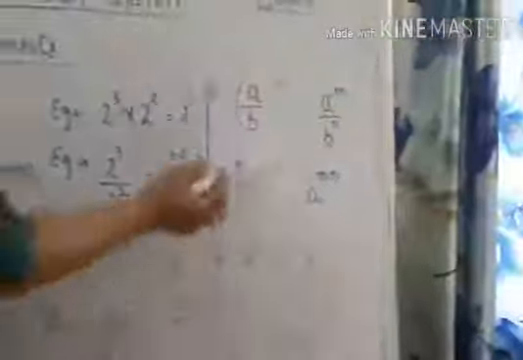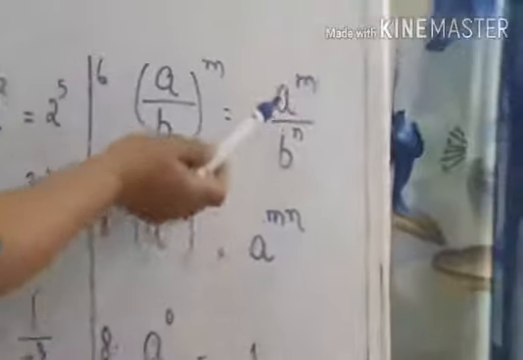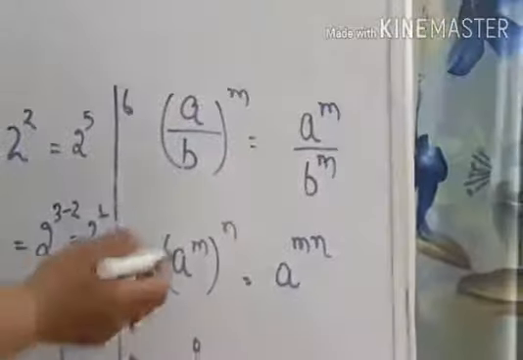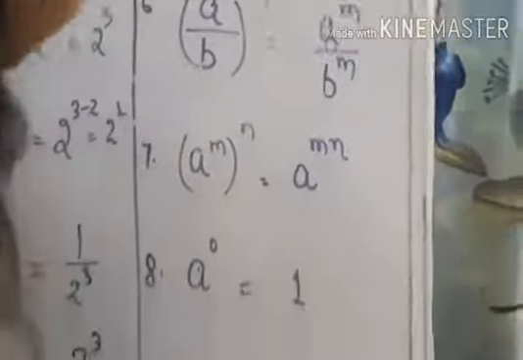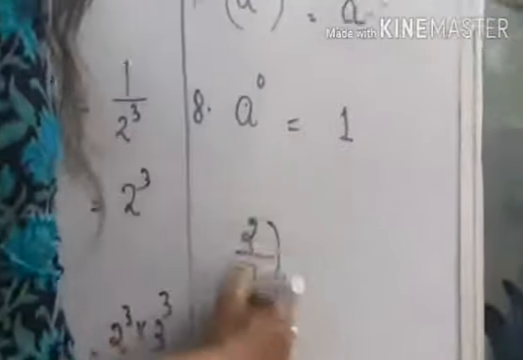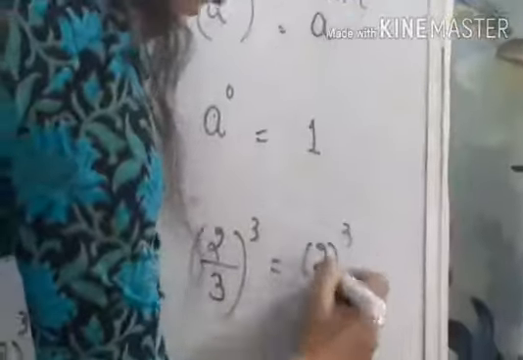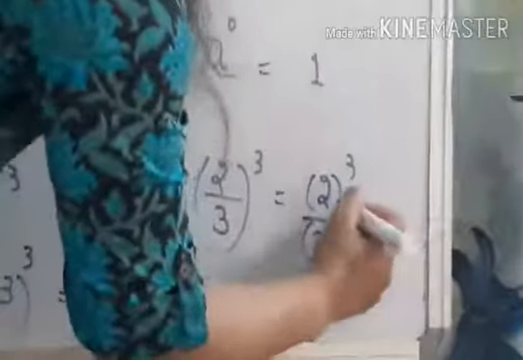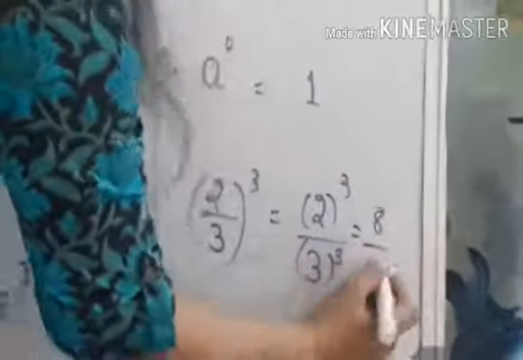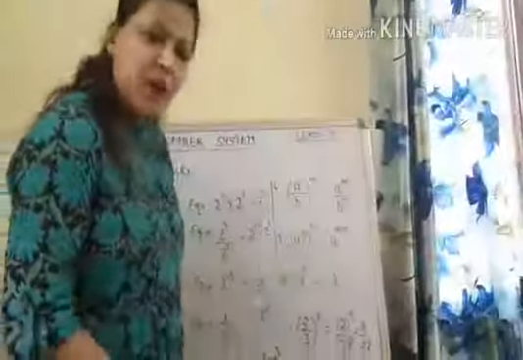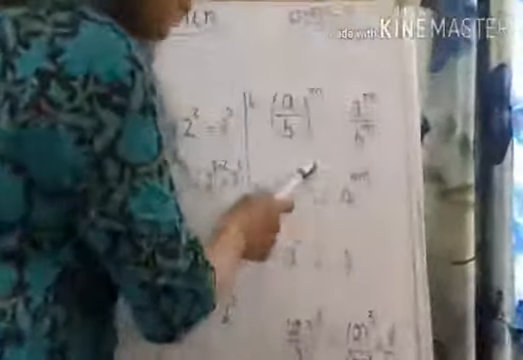Some more laws are there. (a upon b) raised to the power m. What will it give you? A raised to the power m upon b raised to the power m. Now, for example, you can take (2 by 3) raised to the power 3. What will happen? 2 raised to the power 3 upon 3 raised to the power 3. And you can solve it. 2 raised to the power 3 gives you 8 and 3 raised to the power 3 gives you 27.